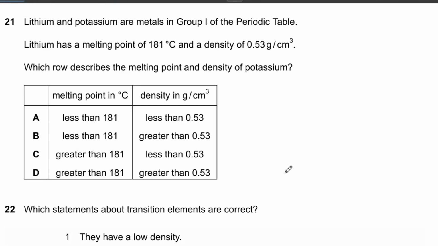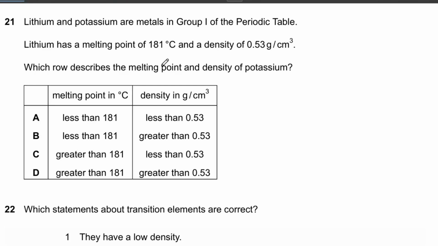Let's continue. Question 21. Lithium and sodium are metals in group 1 of the periodic table. Lithium has the melting point of 181 degrees Celsius and a density of 0.53 gram per centimeter cube. Which row describes the melting point and density of potassium?